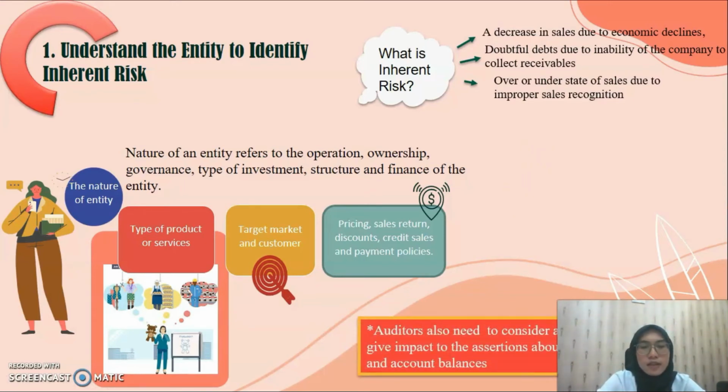Apart from that, the auditor should also consider any factor that may impact the assertion about classes of transactions and account balances. For example, sometimes the company gets pressure to report high profit in the financial statements. It is because the company tries to look good to the public with the highest profit and tries to convince investors to invest in the company. They tend to engage in fraudulent reporting by creating fictitious sales or incorrectly recognizing sales with intention to do so.